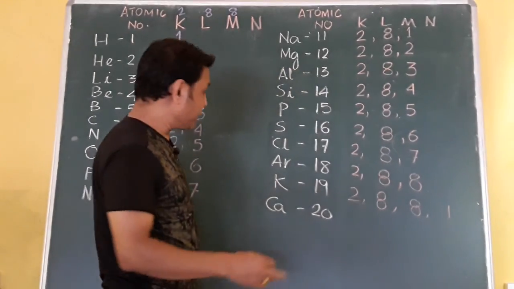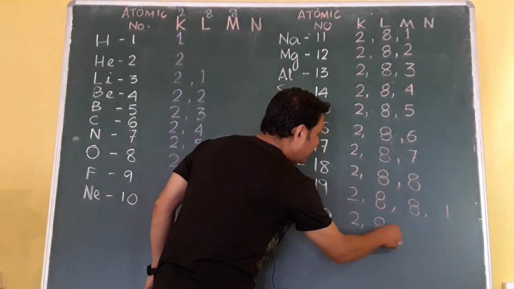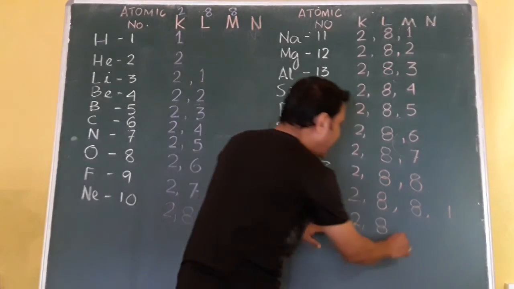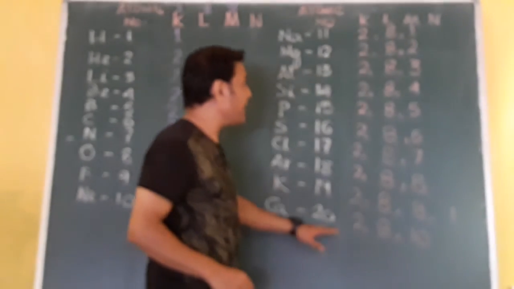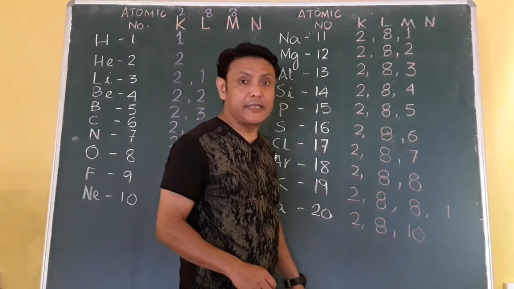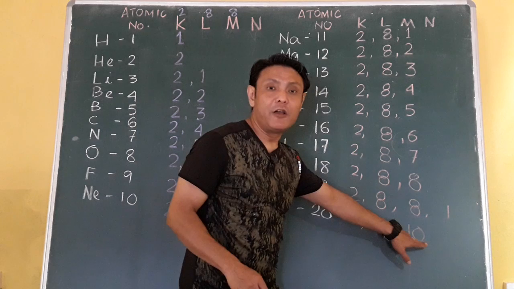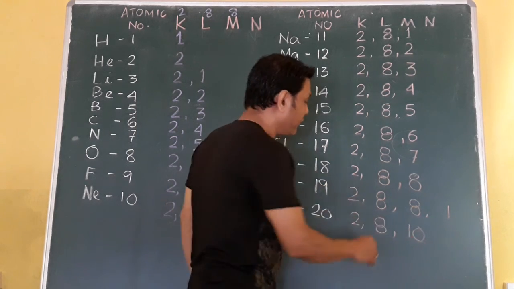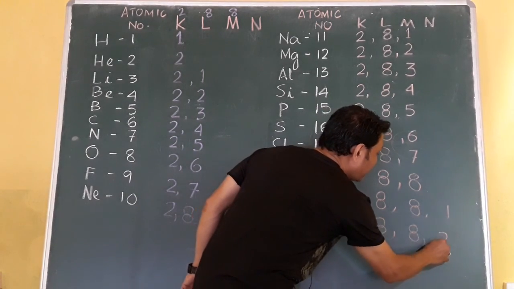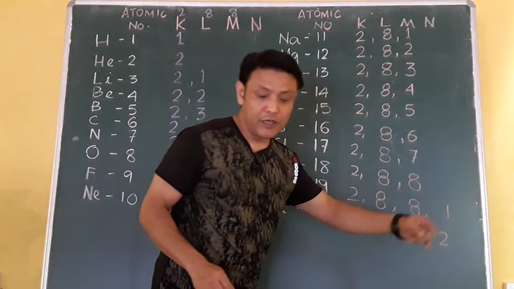Is it understood? Similarly, calcium 2, 8, atomic number is 20, means 20 electrons. 8 plus 2, 10, and the remaining 10 should be here, isn't it? Because the third shell can accommodate a maximum of 18 electrons, but it's not so. The rule says in the last shell you cannot have more than 8 electrons. So instead, we'll have 8 electrons here and the remaining 2 here. So what is the electronic configuration of calcium? 2, 8, 8, and 2.